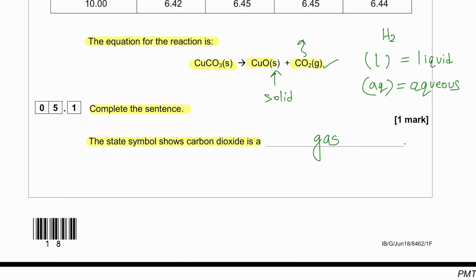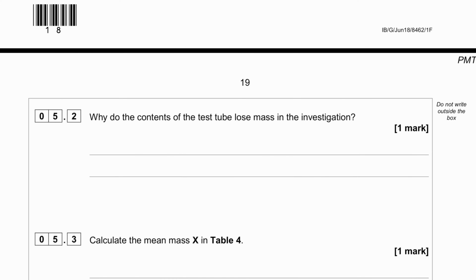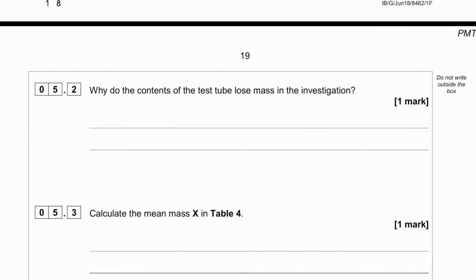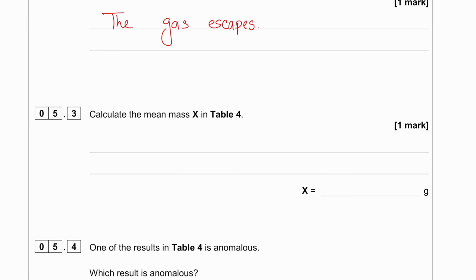If you have H2O, we have to refer to it as liquid. We cannot refer to it as aqueous, even though water is the basis of something becoming aqueous. When something dissolves in water, we say aqueous. All right, let's move on. Question 5.2. Why do the contents of the test tube lose mass in the investigation? As we have already discussed earlier, the gas escapes. The gas has mass, and that's why the mass decreases.